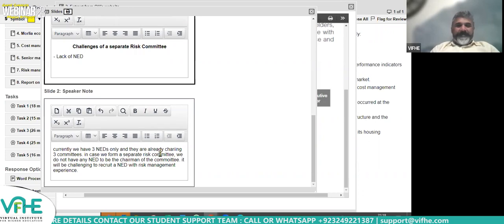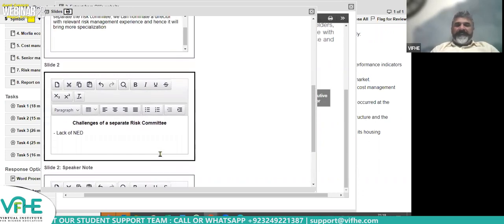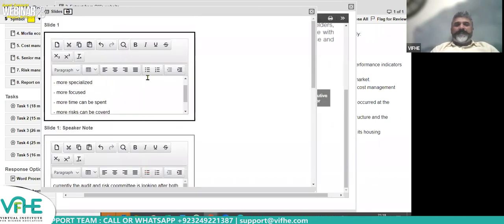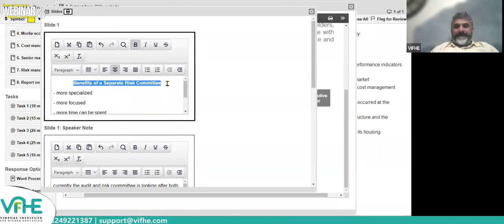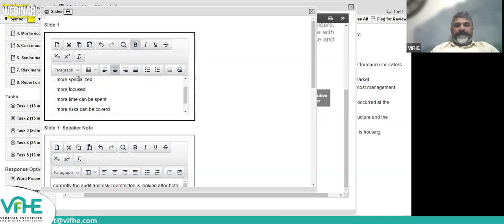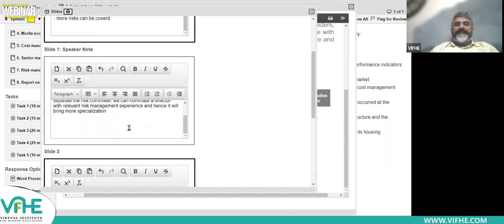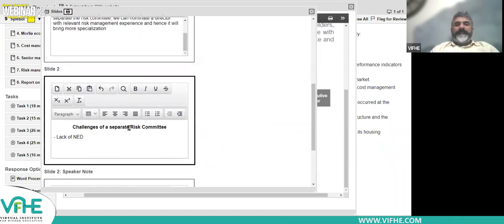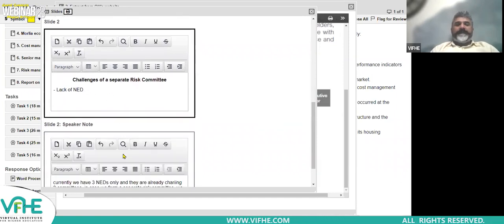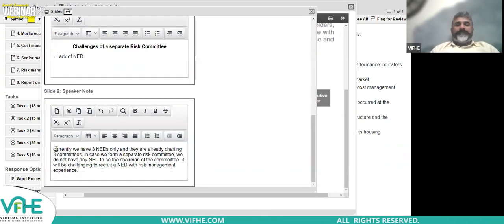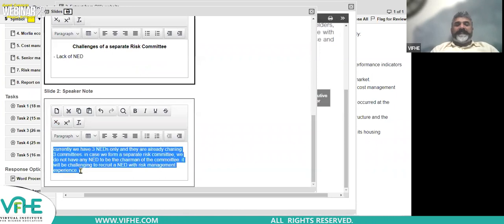I understand. So you understand these slides are not difficult. So just to recap, slide 1 has a heading, benefits, and then we gave 4 bullets, and then we explained those bullets as 4 distinct paragraphs under speaker notes. Slide 2 has a heading. We gave a bullet, and then under speaker notes, we explained this bullet by linking with the scenario. Easy?